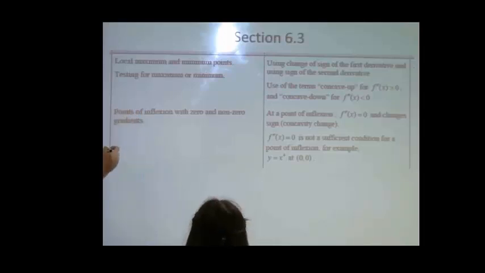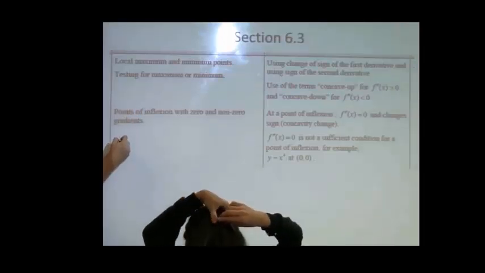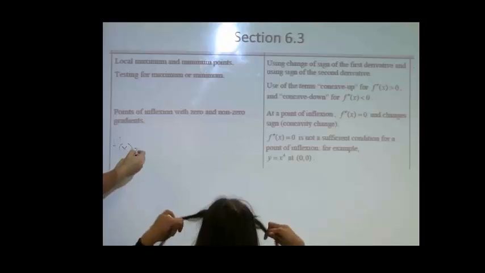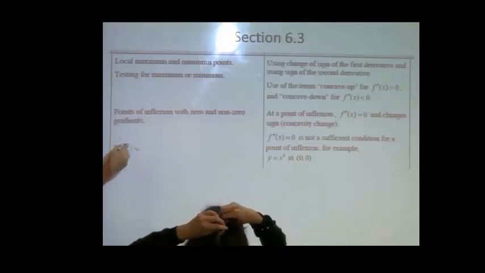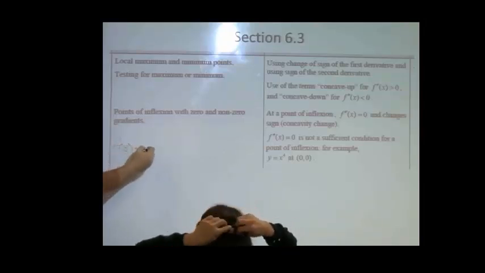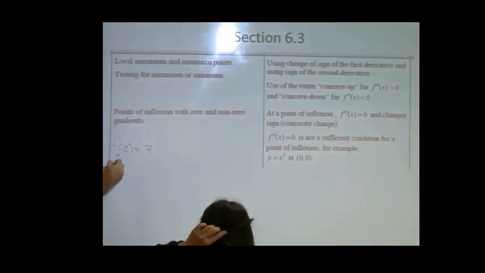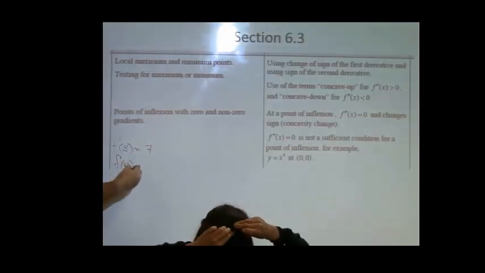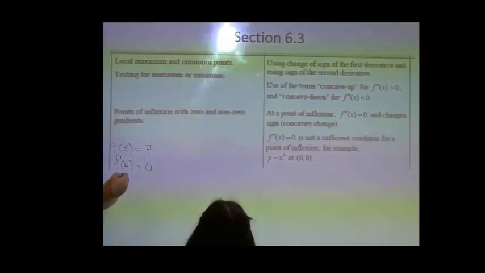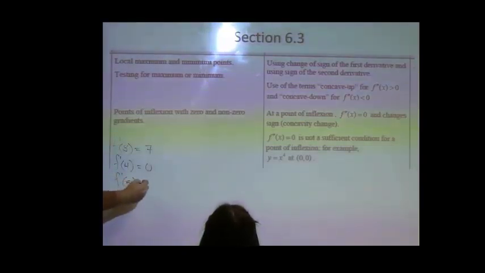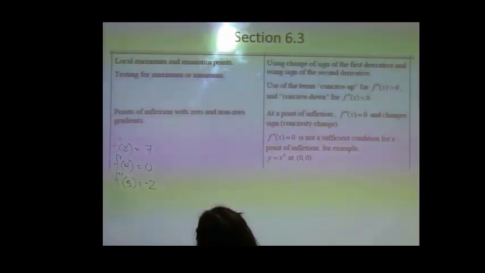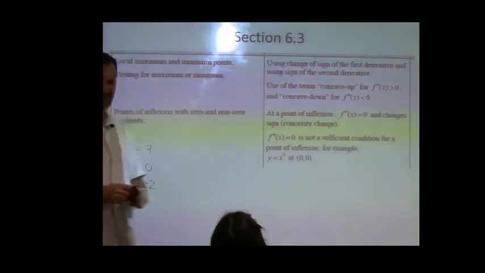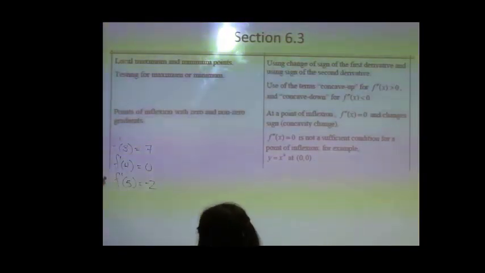So that's where, let's say we have f of 3 equals 7, f of 4 equals 0, f of 5 equals -2. Is the point 4 a maximum or minimum? That's what they're talking about here, using the change of sign. Now, we talked about this.